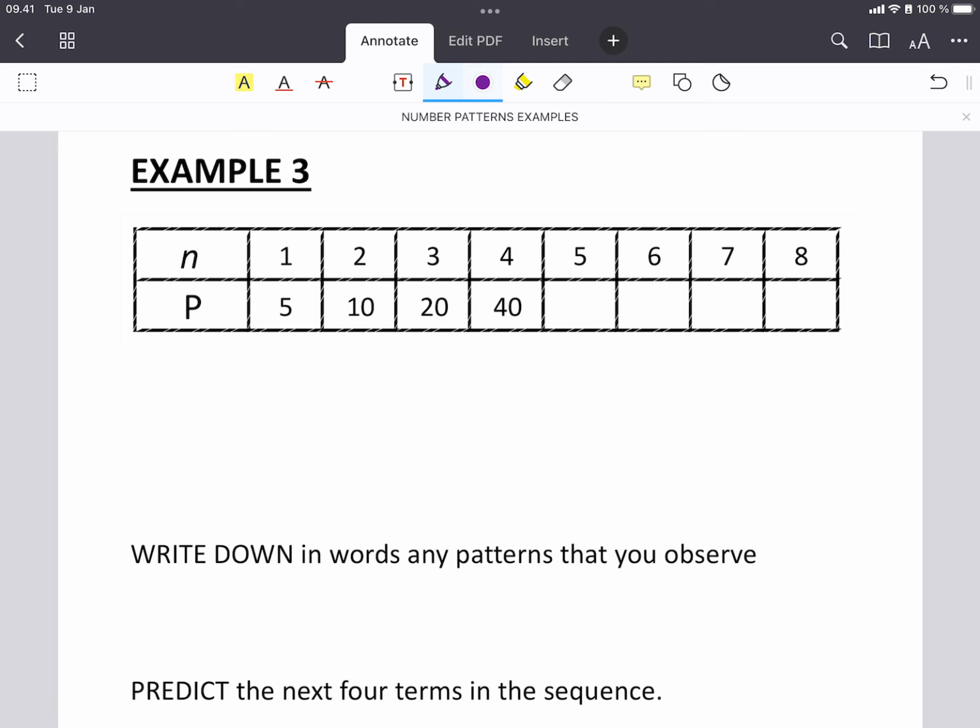So this is part 2 of a series of videos to help you with the number patterns question in the exam. This time we've got a pattern that goes 5, 10, 20, 40. So it's clearly not going up by the same amount every time. So it's not an arithmetic sequence.